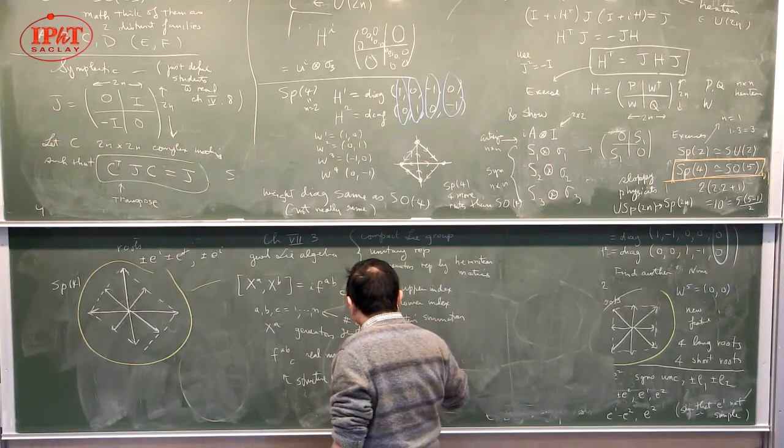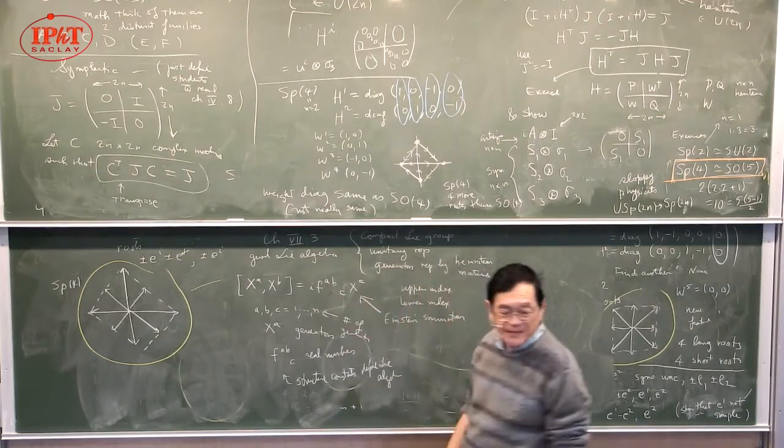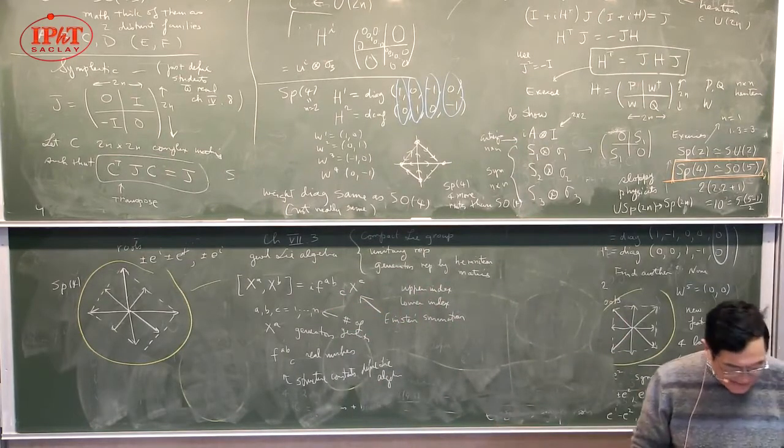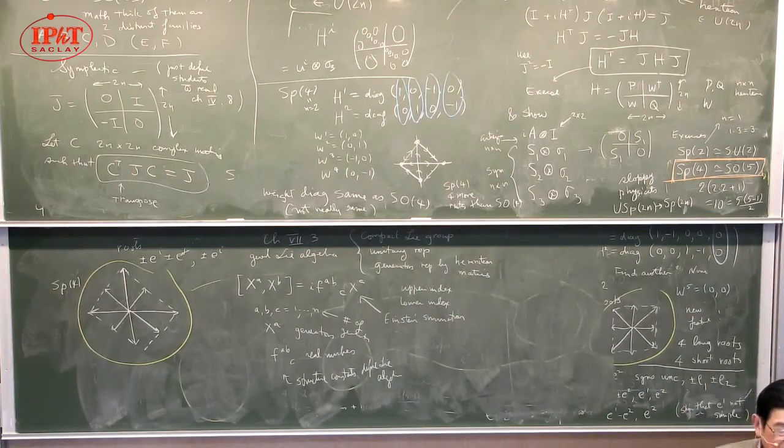So each Lie algebra is specified by these f_ABC. And you know what the f_ABCs are, for example, for SO3 and SU2. The f_ABCs are just the Levi-Civita symbols, right? Okay. So any questions?